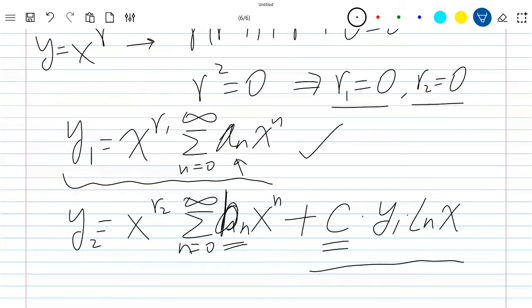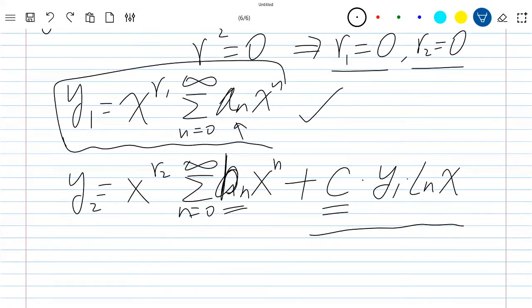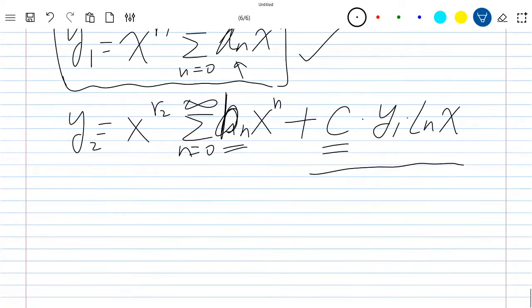Then it's not going to work because the power series will be very complicated. So we will not do it in this class. We will just be satisfied with just y1. Okay, so let's try to find out y1.